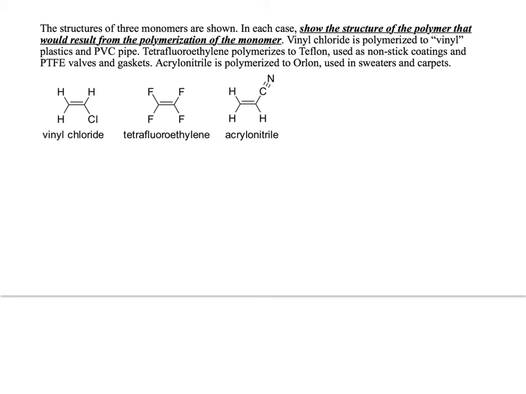Okay, so here we have polymers. Alkenes can react together to make a lot of the polymers you see. You've heard of PVC pipes, and the V stands for vinyl. The C stands for chloride. The P is polyvinyl chloride.